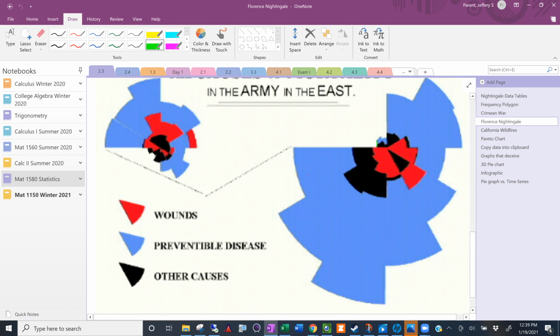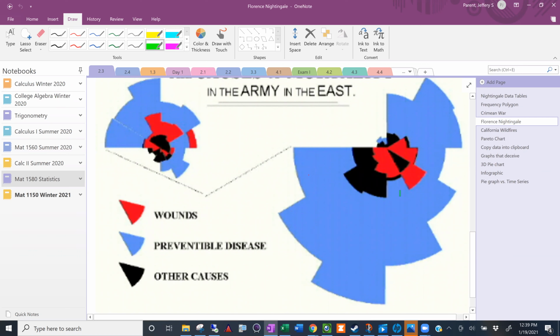And you can see by later in the war, she started out with conditions in which there were like 42% of deaths from preventable disease, and she got that down to 2% by the end of the war. I mean, it was just astounding. And she had to fight really hard to make some changes, especially coming from a woman, fighting against generals. It's astounding that she prevailed, but she did.